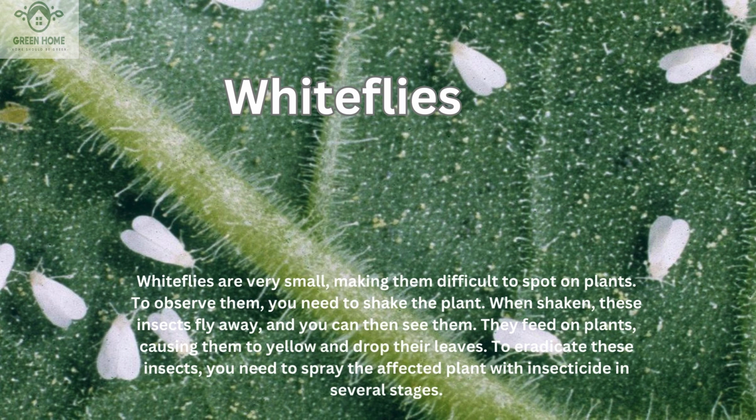Whiteflies. Whiteflies are very small, making them difficult to spot on plants. To observe them, you need to shake the plant. When shaken, these insects fly away, and you can then see them. They feed on plants, causing them to yellow and drop their leaves. To eradicate these insects, you need to spray the affected plant with insecticide in several stages.